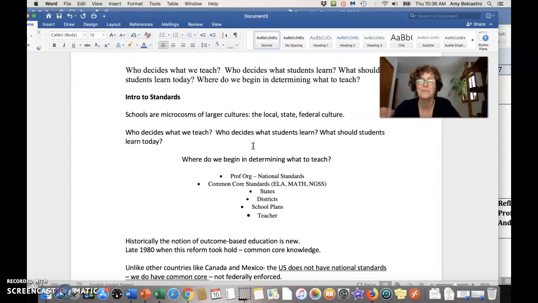So enough of that, we'll get into it. What are state standards and how do we get them?